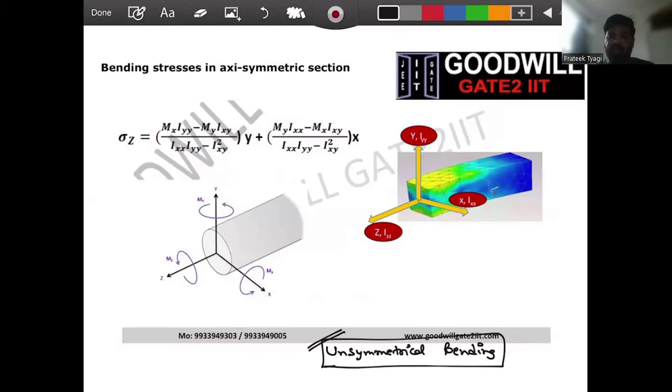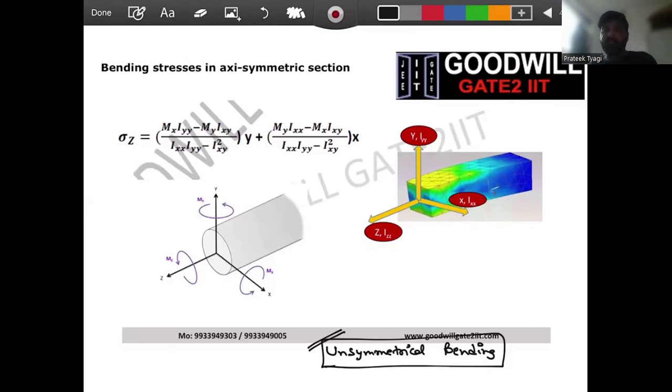Give me a quick nod if this is clear to all of you. Then I will go further into equations. Is this part clear to all of you? Perfect. Good, good, good.